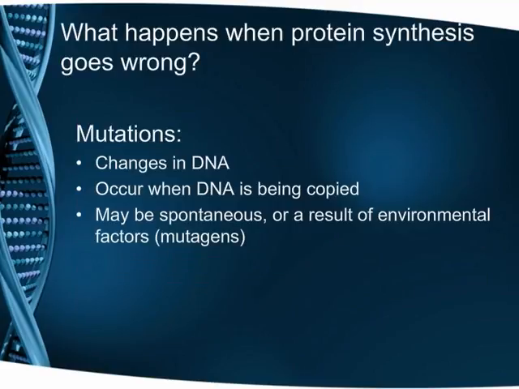Now, sometimes protein synthesis goes wrong and a mistake is made. This is called a mutation. Please, in the space provided just to the right of the word mutation, write in a definition. A change in DNA that occurs when DNA is being copied, and it may be spontaneous, meaning there's really no cause, or a result of environmental factors, for example, UV radiation, which are called mutagens. Mutagens cause mutations.